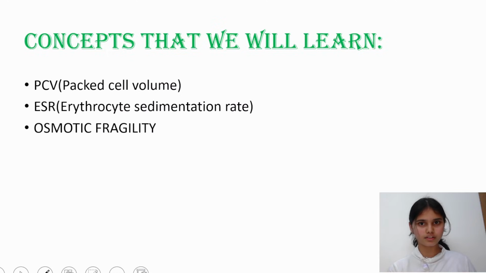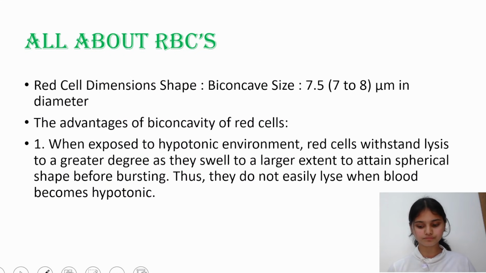Concepts that we are going to learn in this chapter have been asked throughout so many years and are very important, so we have to go in depth. We cannot skip on this at all. The concepts that we will be learning are packed cell volume, ESR, and osmotic fragility. These are very important concepts that help throughout the whole unit of blood.